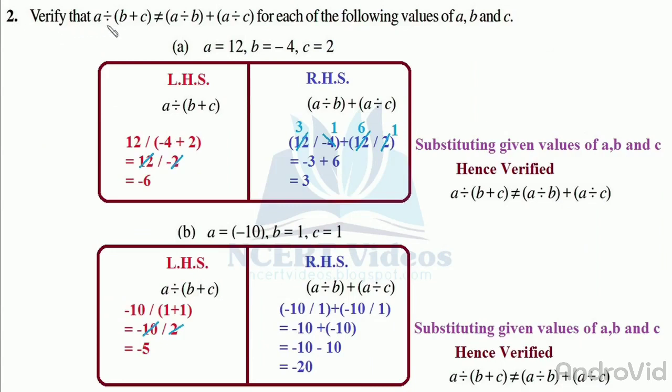Second, verify that a divided by the bracket b plus c is not equal to a divided by b plus a divided by c. Basically, it wants to state that division is not associative. We cannot say a divided by b plus a divided by c as we did in the case of multiplication, because multiplication is associative in nature. For each of the following values of a, b, c, we are taking the values of a, b and c and putting them in this equation.